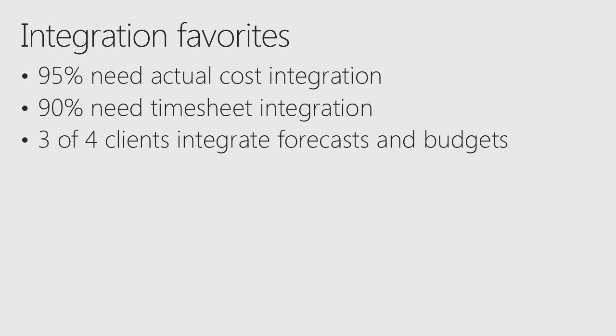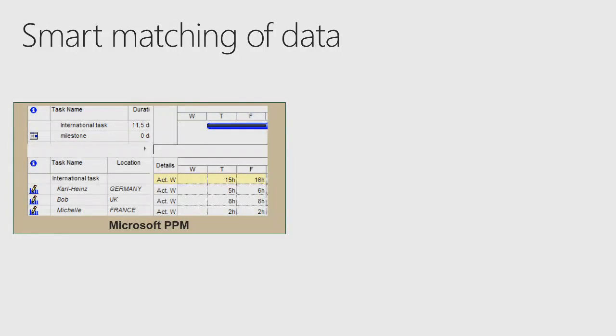I'm not going to go into the detail, but if you think about how a forecast could be calculated from a project, how actuals could be calculated in an international environment, I have 2 examples that I'd like to walk you through and briefly explain what's going on there. So for a smart matching of data, we could start with a very simple Microsoft Project schedule. It's all about this international task up there.